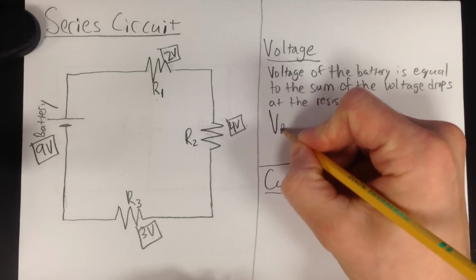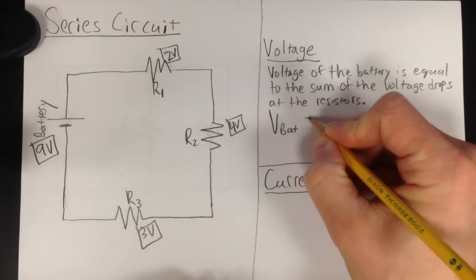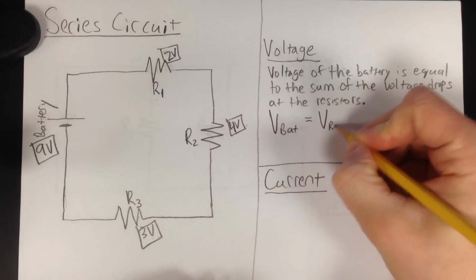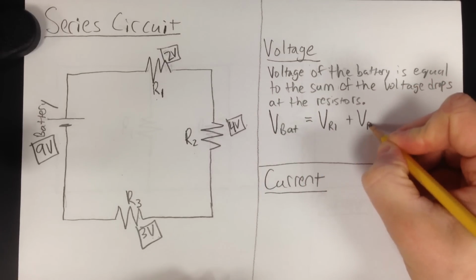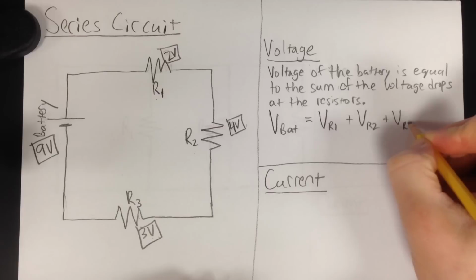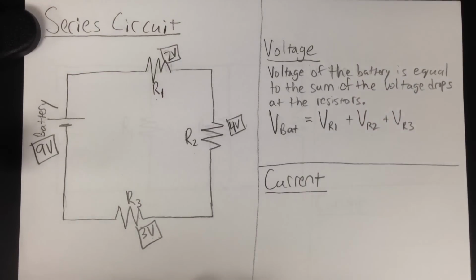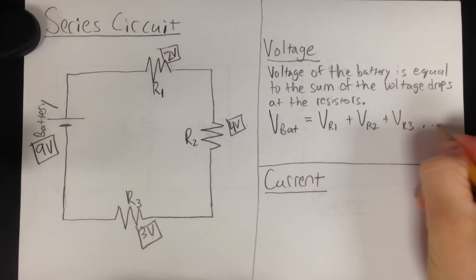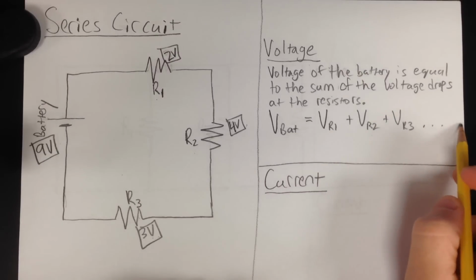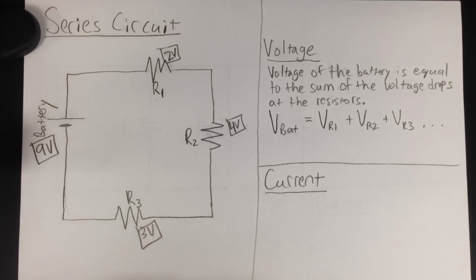We could write that mathematically. Voltage of the battery equals voltage at R1, plus voltage at R2, plus voltage at R3. If you add those up, dot, dot, dot, if there was a 4th resistor, an R4, you would add that in and it would equal the voltage of the battery.